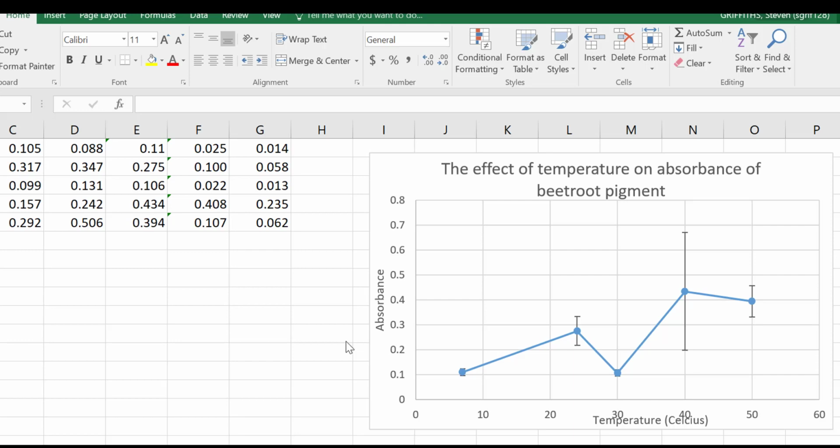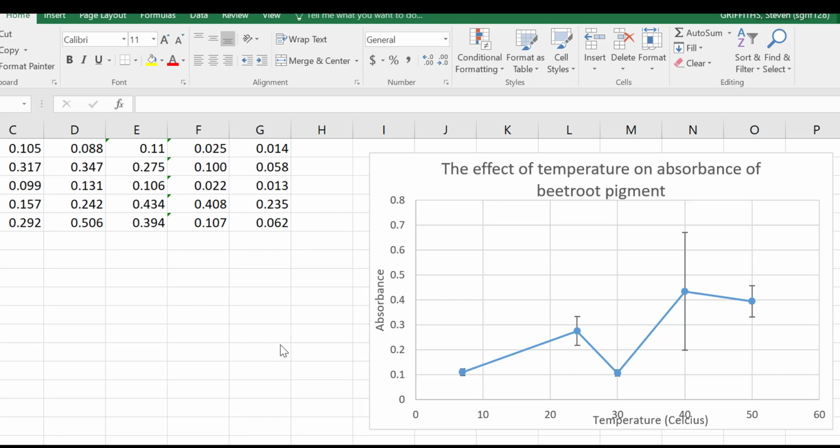Now, the last thing we want to do when we describe the trend is to look at the overlap. So what I mean by that is overlap between the error bars. You can see here's the trial for room temperature, and if I run this across here, you can see that it overlaps with the error bar for the 40 degrees. And equally so does the 50 degrees. So that's describing it. Now what we need to do is analyse the data.